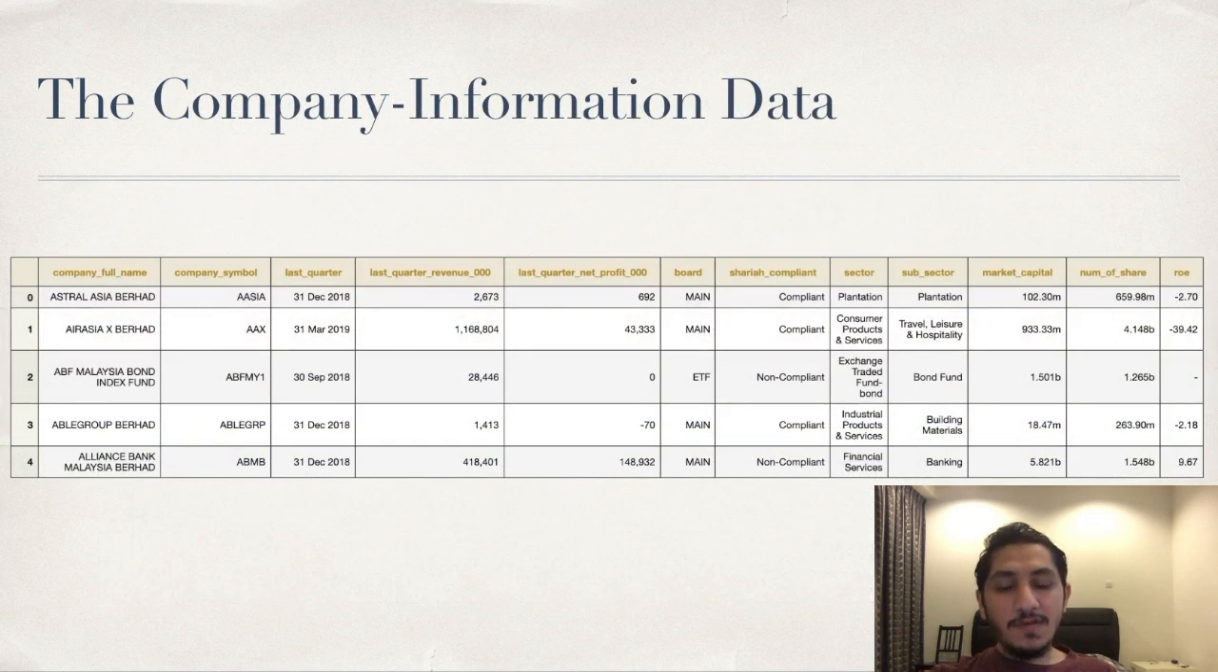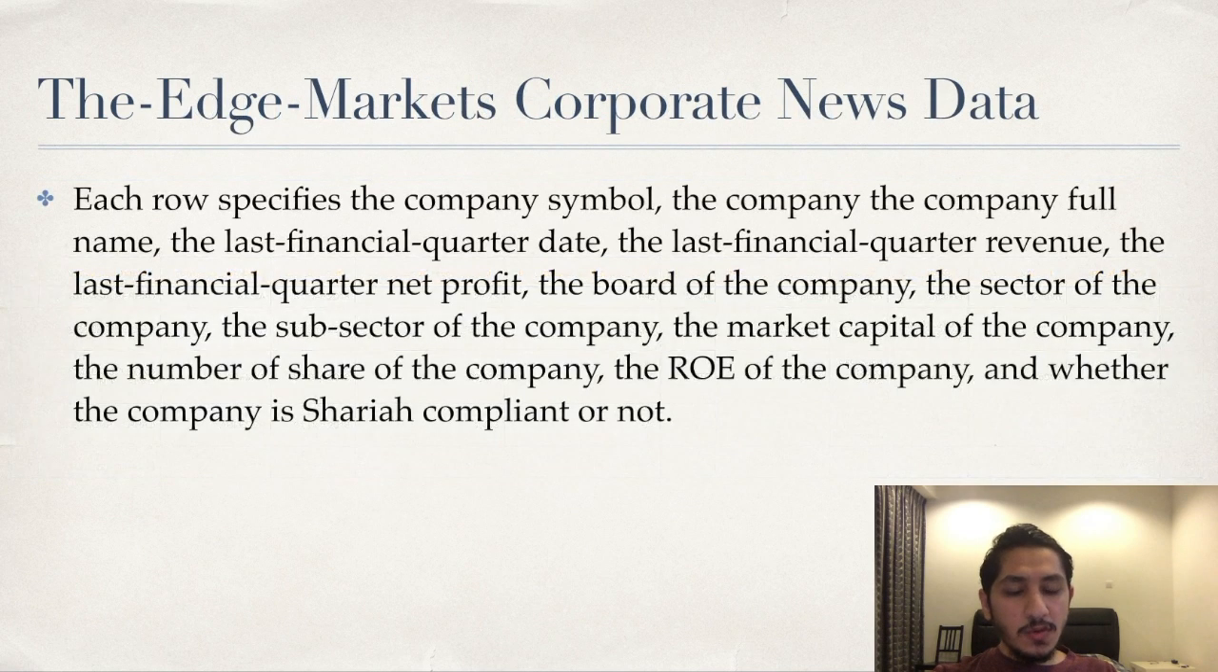Another data that we have is the company information data. This data specifies general information about KLSE companies. For example, it specifies the company full name, the company symbol, the last quarter date, the last quarter revenue, the last quarter net profit, the board of the company, if the company is Sharia compliant or not, the sector of the company, the subsector, the market capital, the number of shares, and the return on investment of the company. We will use it later also.